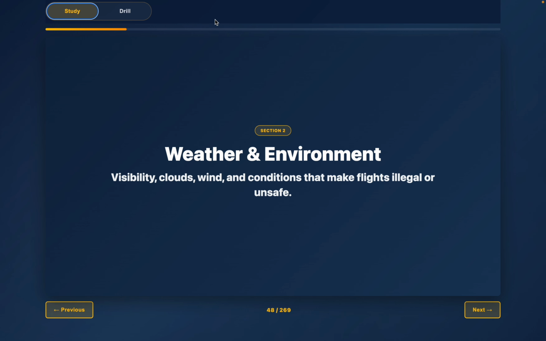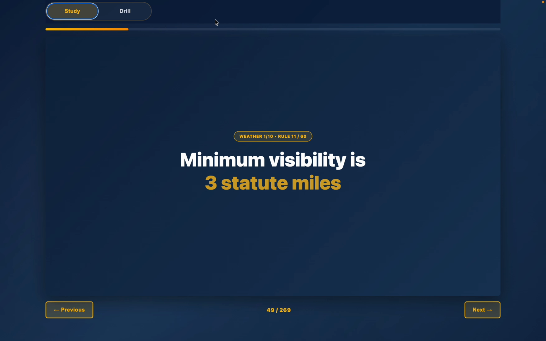Weather is where people get points wrong without realizing why, because the violation usually isn't dramatic, it's very subtle. Your job as a remote PIC is to fly when conditions are legal and controllable. Let's get started. Rule 11.